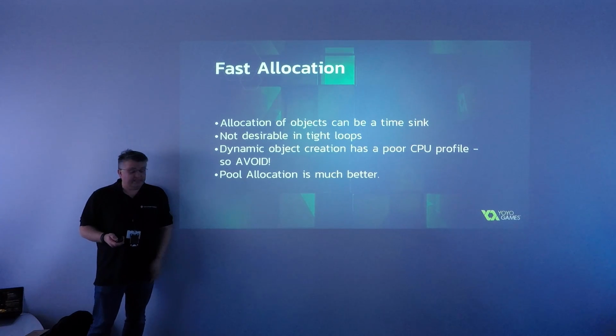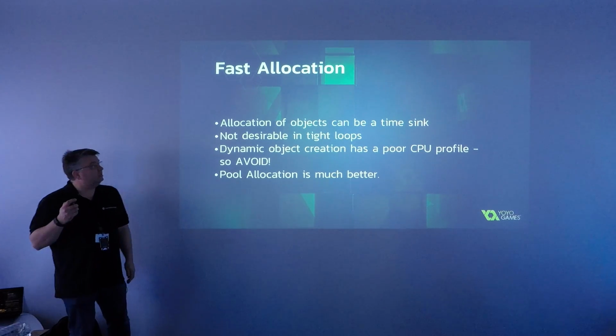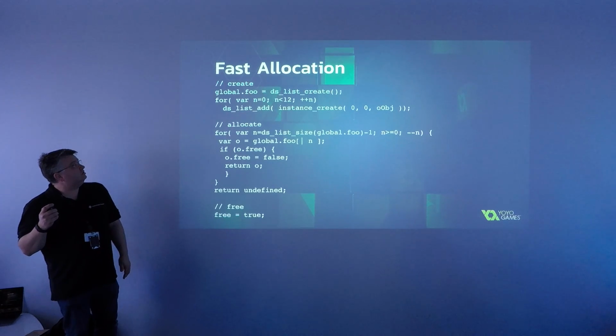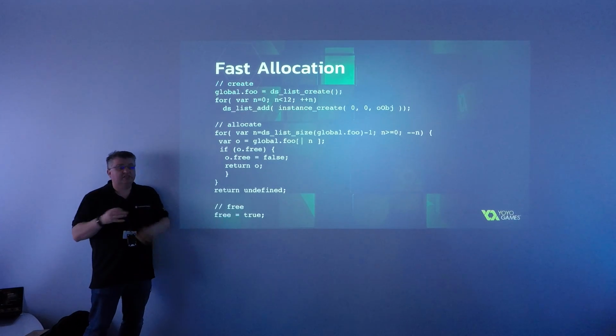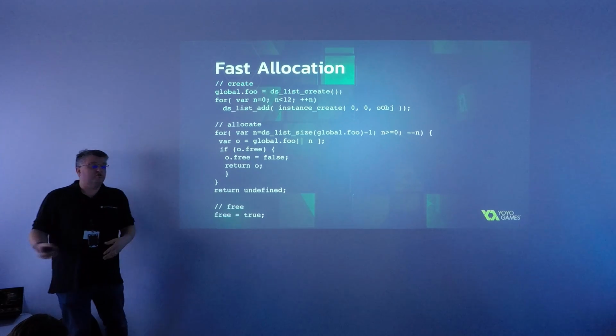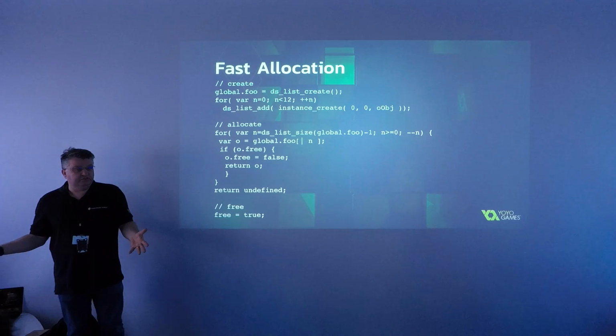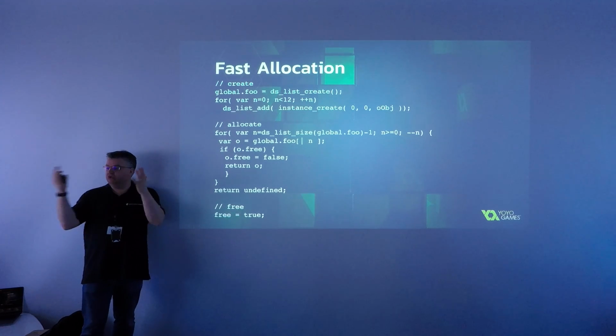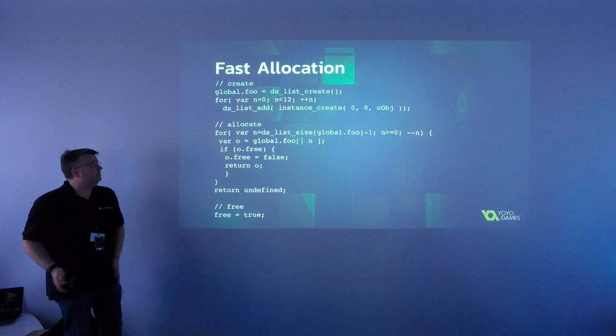There's a system called pool allocation, which is much better, and it's really easy to do. I'll talk you through. So the whole idea of pool allocation is create either all your objects up front or create a lot of them up front so that you take the expense and you put them at the very start of your room creation.